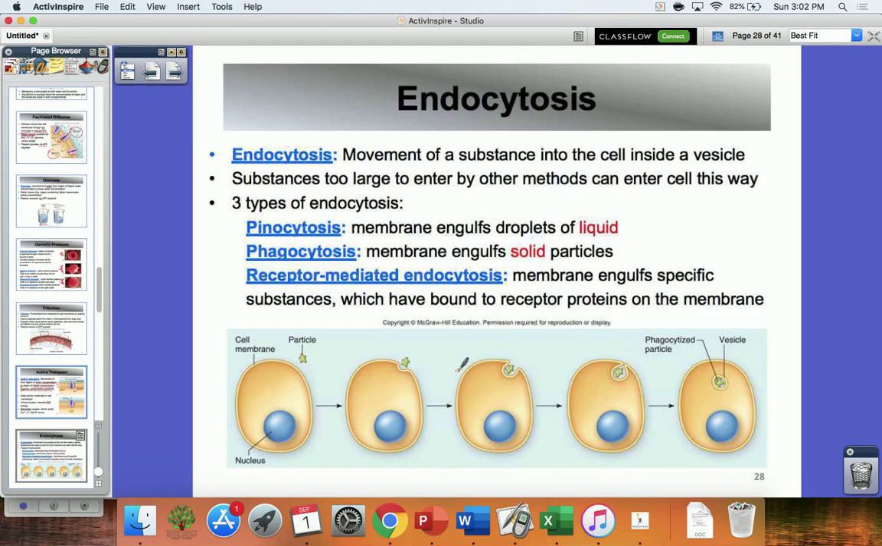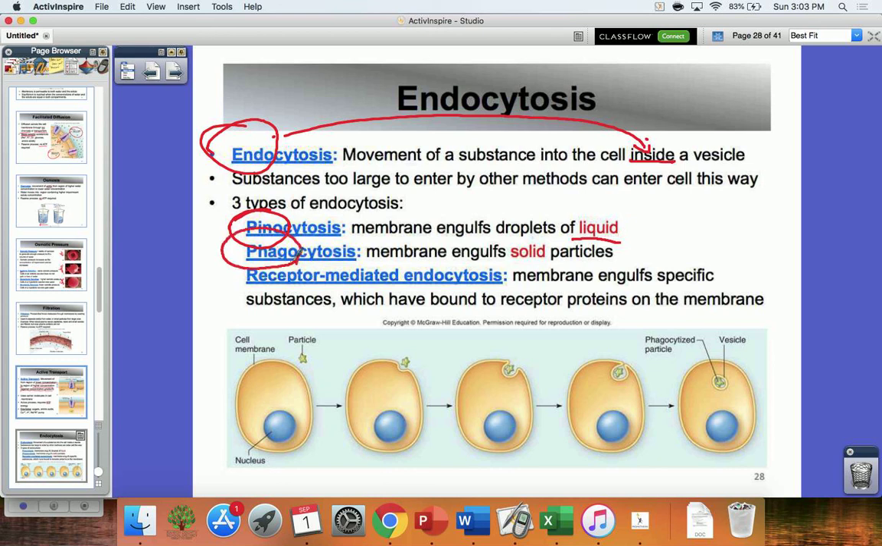So one example of active transport is endocytosis. Endo means inside, so that means we're taking some type of particle or substance inside of the cell. And we have three different types of endocytosis. Pinocytosis. Pino just means that we're engulfing a liquid. Again, all three of these are in reference to taking something inside.